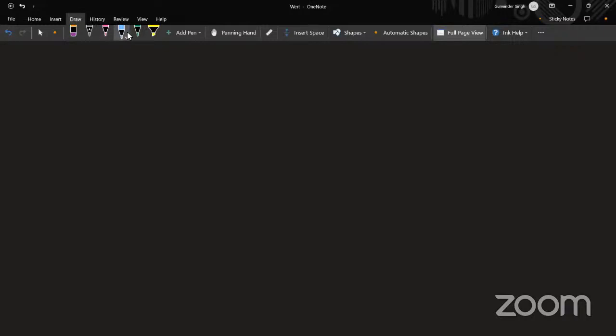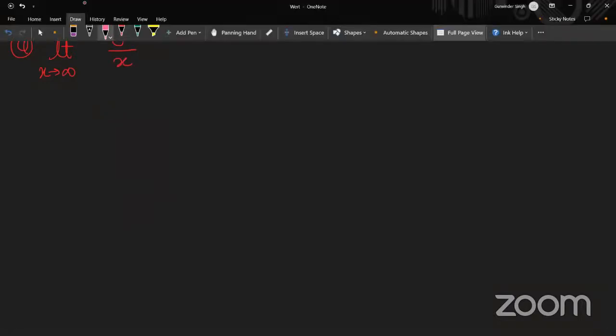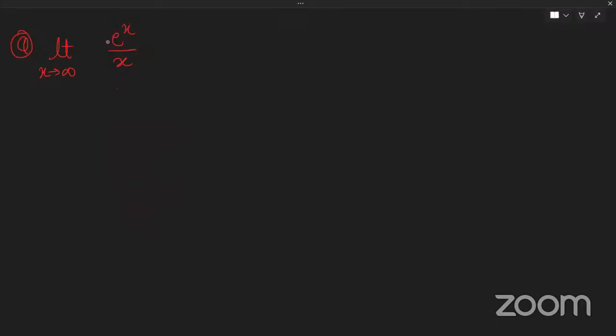So great. Today we will be learning about one special concept. You have the limit as x tends to infinity of e raised to x by x. Can you tell me which form this is? Infinity by infinity. Correct. So if it is infinity by infinity, and we have e raised to x divided by x.